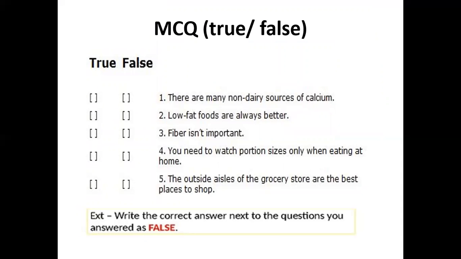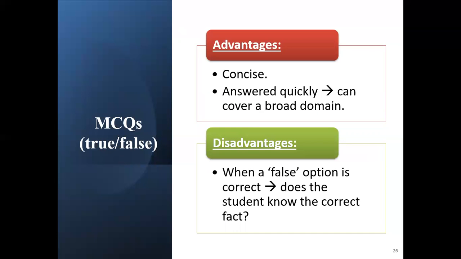Multiple choice question in the form of true, false. You have a statement, then 2 brackets, true or false. Sometimes, in some exams, you may be asked to correct some items in the false statements. Advantage of this type of MCQ: it is concise, answered very quickly, and can cover a broad domain. But disadvantage with false option is correct: does the student know the correct fact? Sometimes if a student ticks false, does the student know the correct answer or not? So in some exams, the student is asked, if you choose false, please tell us the correct answer.